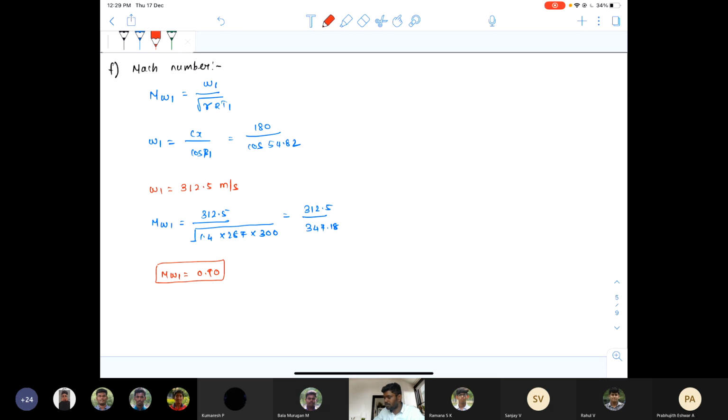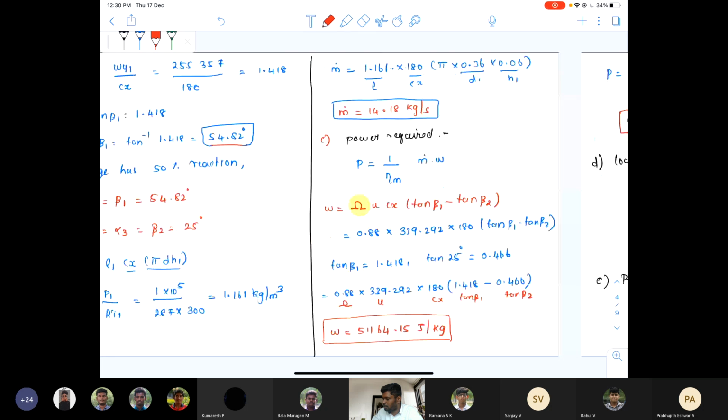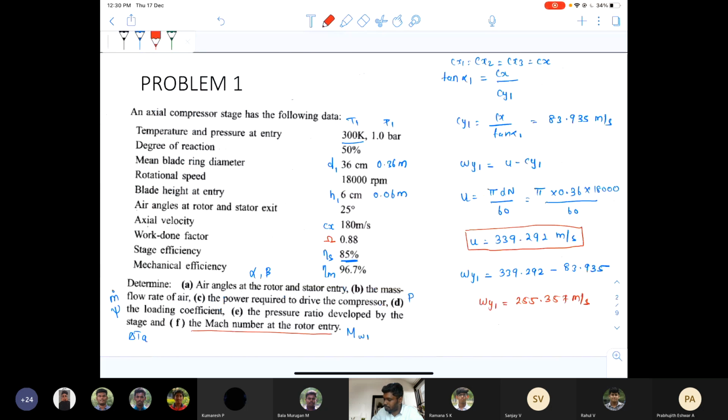Okay. Do you have any doubt in this problem? Can I ask a doubt? We have found out all the subdivisions which are given in the problem. Can I add a doubt?